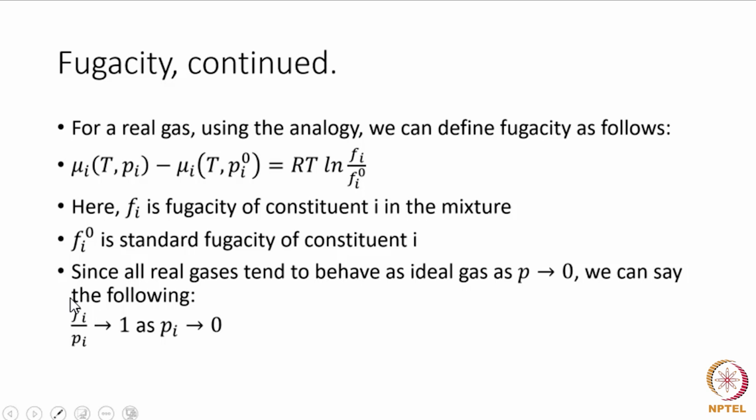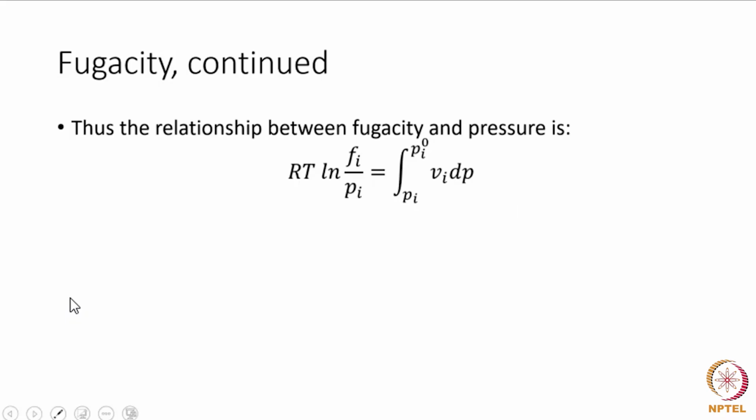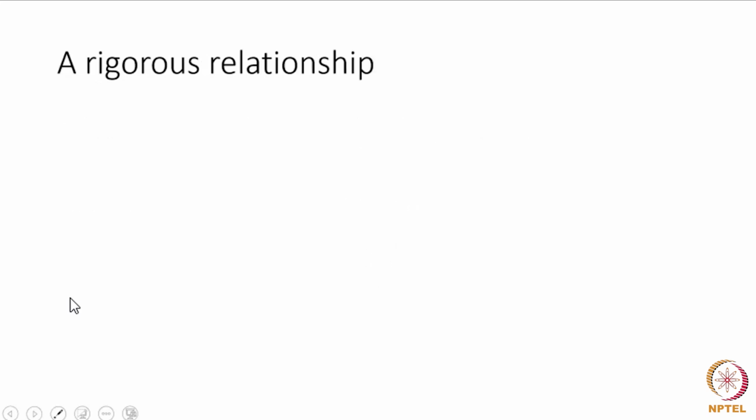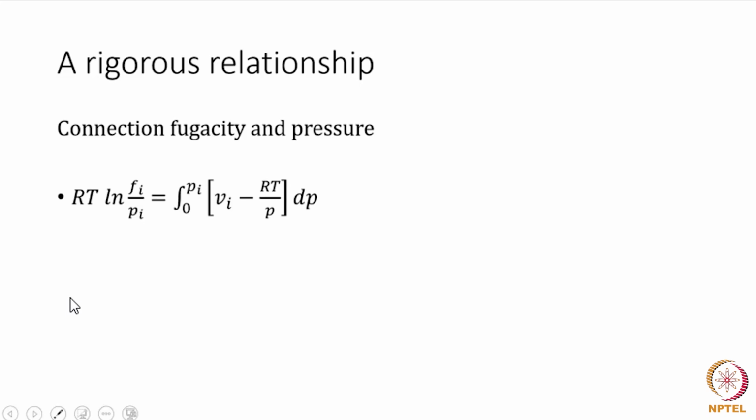And we know that all real gases tend to behave as ideal gas as the pressure goes towards 0. We can say the following, namely Fi by Pi tends to 1 as Pi tends to 0. So the relationship between fugacity and the pressure is given as follows. We can see from the right hand sides of the two expressions, RT ln Fi by Pi is equal to the integral going from Pi to Pi naught of Vi dP. And this has to be evaluated with respect to the limit, where as the partial pressure of the constituent I goes to 0, the quantity Fi by Pi tends to 1. So the fugacity is completely defined by the following rigorous relationship, namely RT ln Fi by Pi is equal to the integral from 0 to Pi of Vi minus RT by P dP.